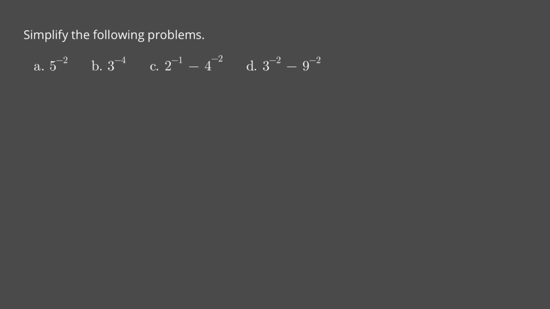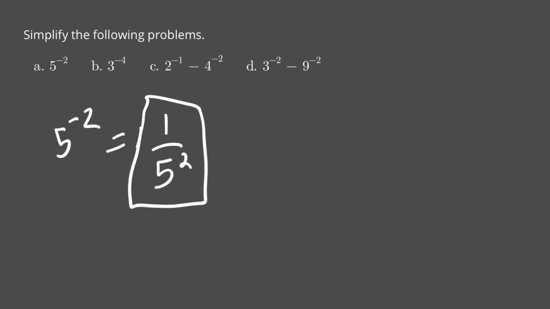Okay, for A, they tell us to simplify the following problem. In this case, they are telling us, hey, just make this a positive exponent. So like in the example I showed you, we have 5 to negative 2. We're going to take the reciprocal of the number, moving it to the bottom, 1 over 5, and then the exponent becomes a positive sign or opposite the negative, which is 5 to the power 2. There you go. Easy as that.